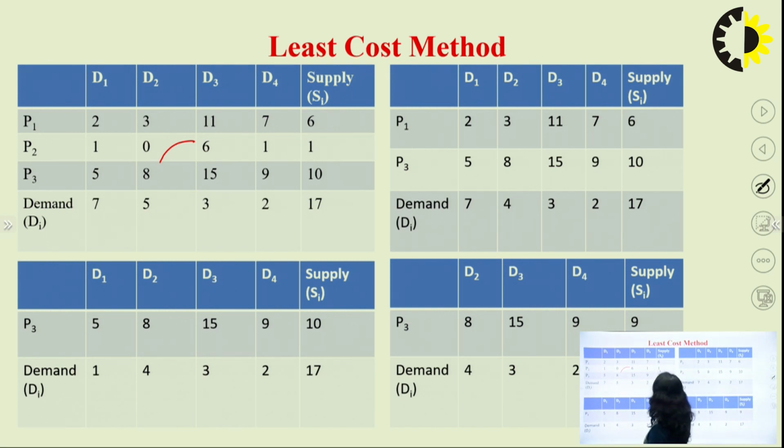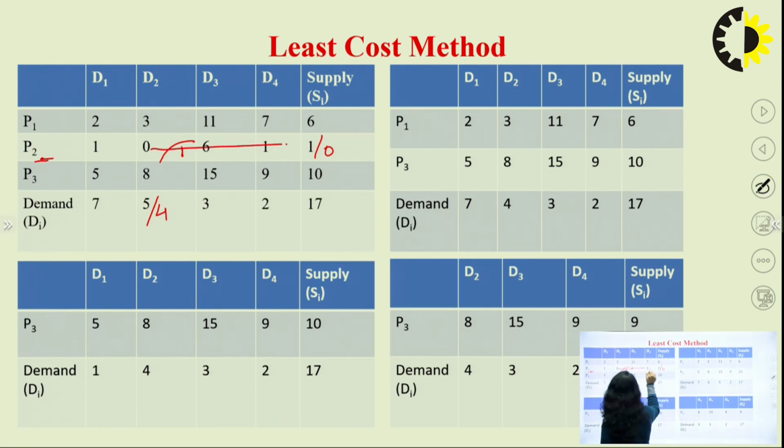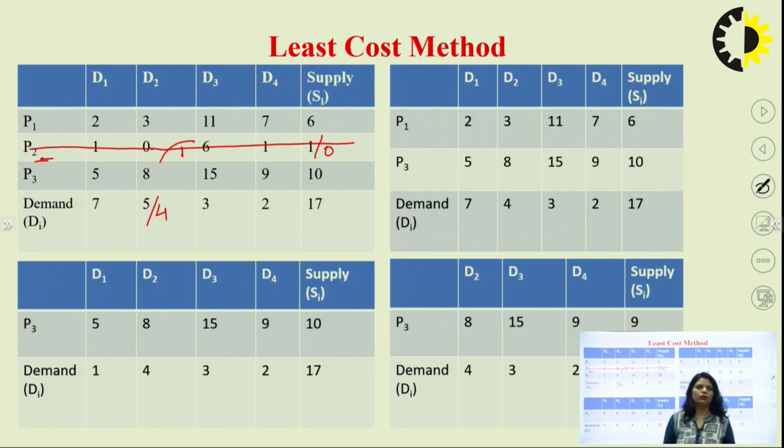So, we can see the demand and supply against this particular cell, the supply is 1 and the demand is 5, but if the supply is 1, then obviously we can satisfy the demand of 1 only. So, here it will be 4 and it will become 0. Okay. Now, what we will do, because it is in case of the plant P2, now no supply is left. So, we will not consider this particular plant for the further steps.